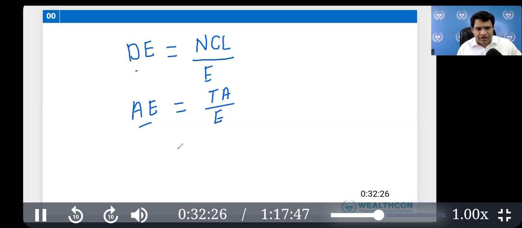Another ratio is the current ratio. Current ratio is very simple. Current asset divided by current liability.